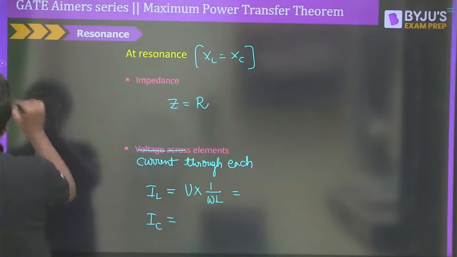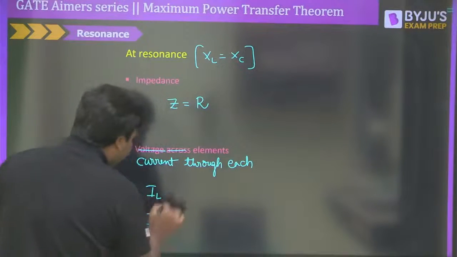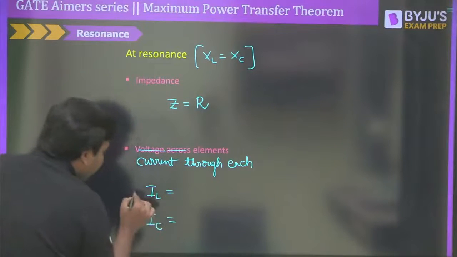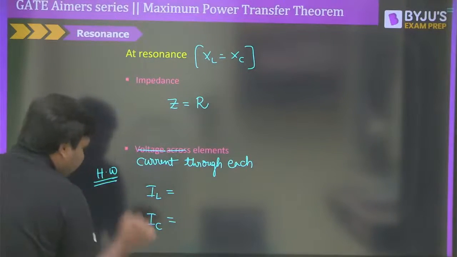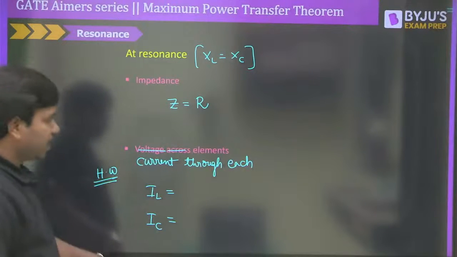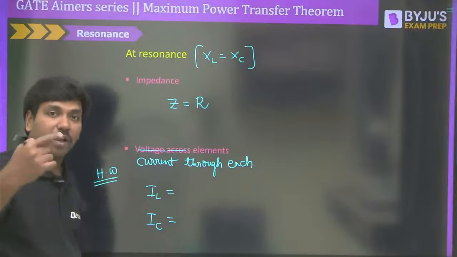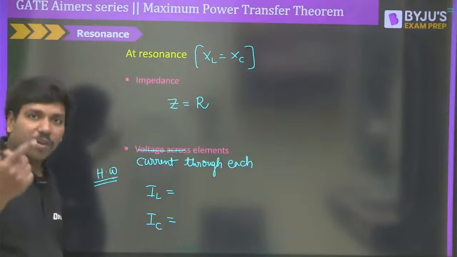otherwise let me give this as homework to you, because I have already done a lot of things. I need to do at least one question for today, otherwise you will cry about this. Now this is homework for you. Just calculate IL and IC, and then you will understand that the parallel RLC circuit will act like a magnifier of the current. Magnifier of the current. I hope you are understanding, magnifier of the current.